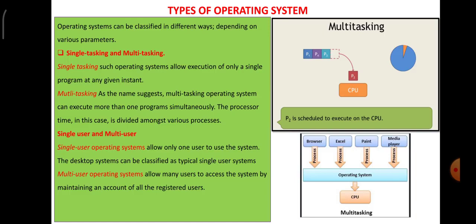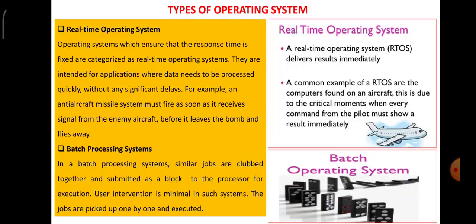But what is a multi-user operating system? The multi-user operating system will allow many users to access the system by maintaining an account of all the registered users. Windows is a classical example of a multi-user operating system where a network can be given, so all of them can use the internet at the same time. But in MS-DOS, that internet part cannot be done because it is a single user operating system.